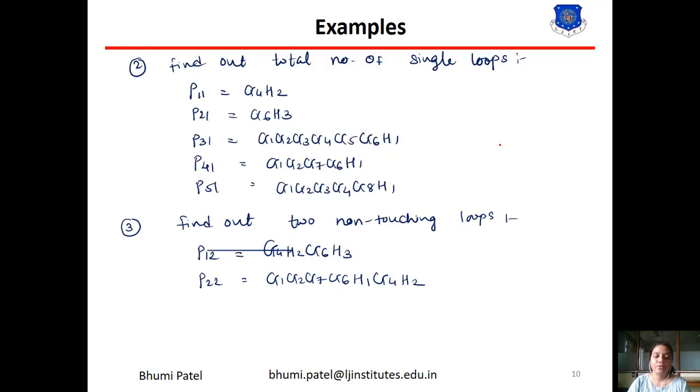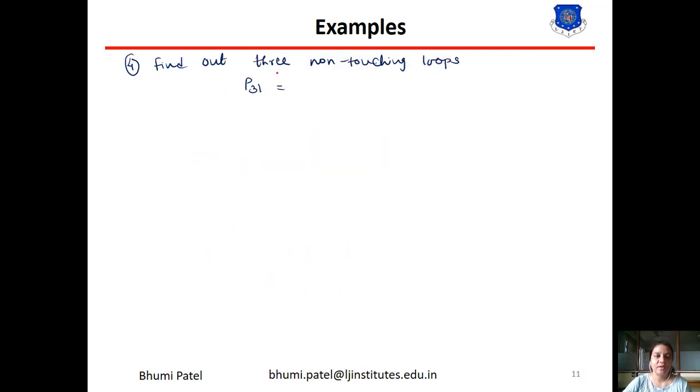So there is no 3 non-touching loop available, so P31 is 0. Now the fifth step is to find the delta. Now what is the delta? 1 minus summation of individual loops.